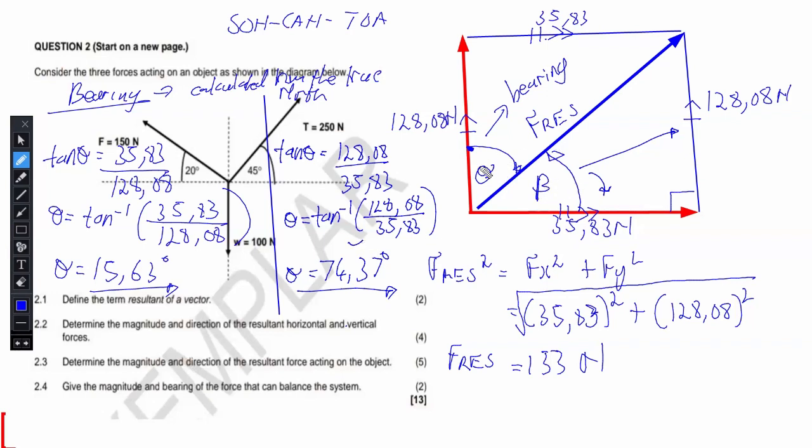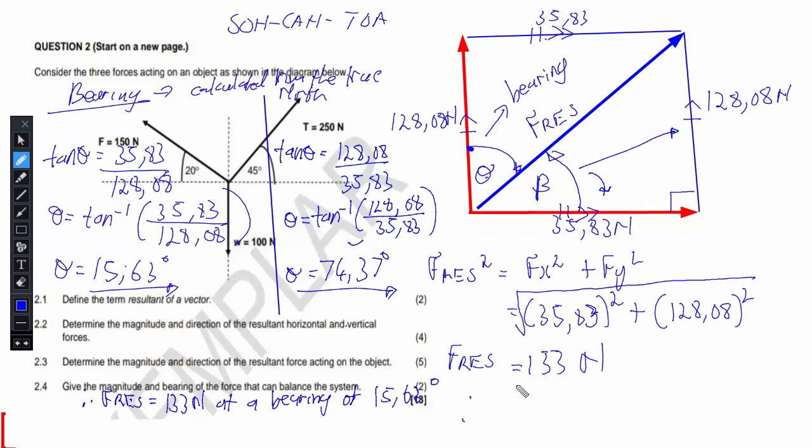If you are calculating the bearing, this is the angle that you are going to find. Now, for someone who's calculating the bearing, their conclusion will be F res is equal to 133 Newton at a bearing of 15.63 degrees. That's the conclusion for the one who used this one.